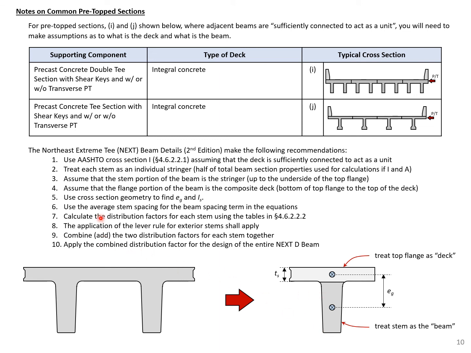So with this, I guess the next is we can use the average stem spacing for our beam spacing terms in the equations. So the average spacing between stems in precast sections and between stems of adjacent precast sections. So if we had another beam over here, the distance between those stems. And then we can use all these to calculate our distribution factors for each of our stems. And then we can combine the two distribution factors for the adjacent stems to give us our total distribution factor for one NEXT beam. And this is what we can use in the design of a NEXT beam.